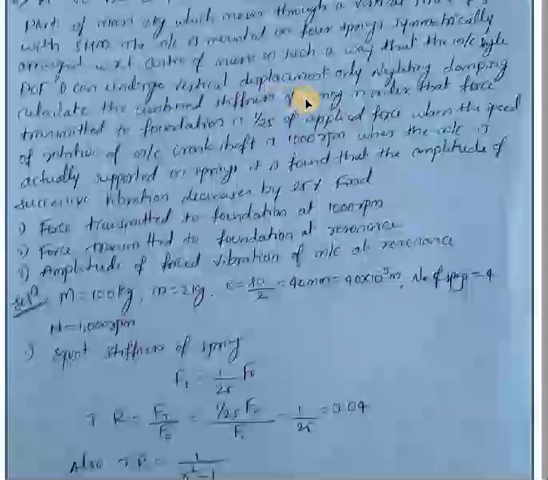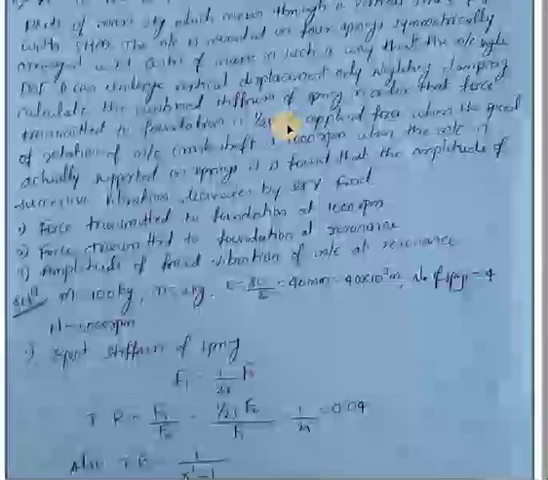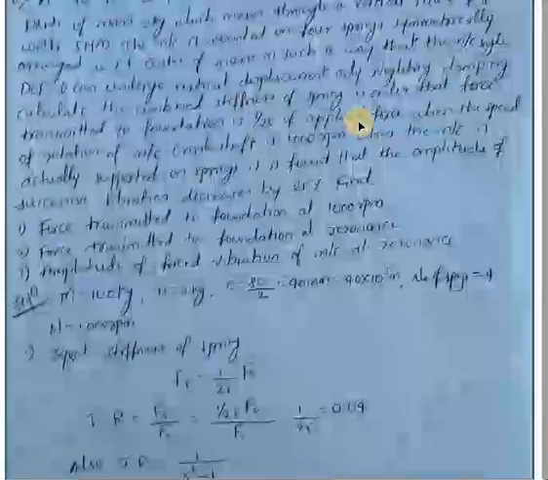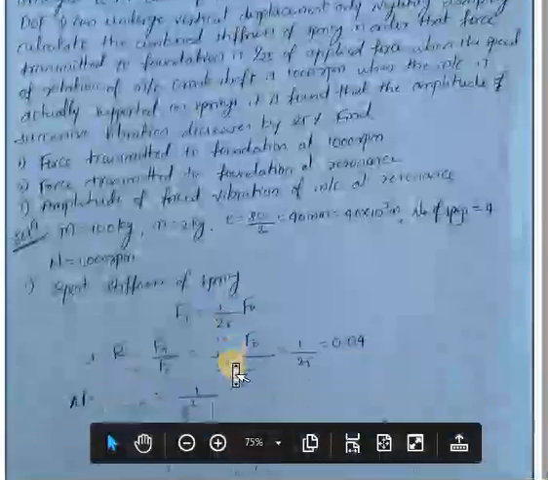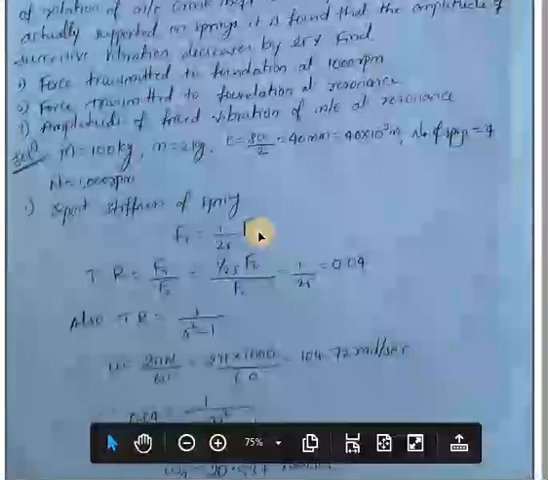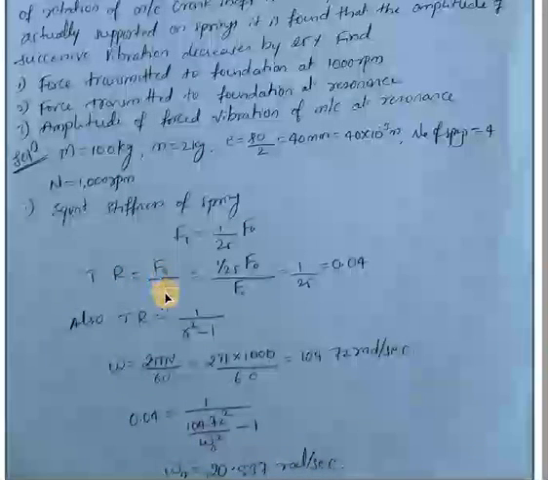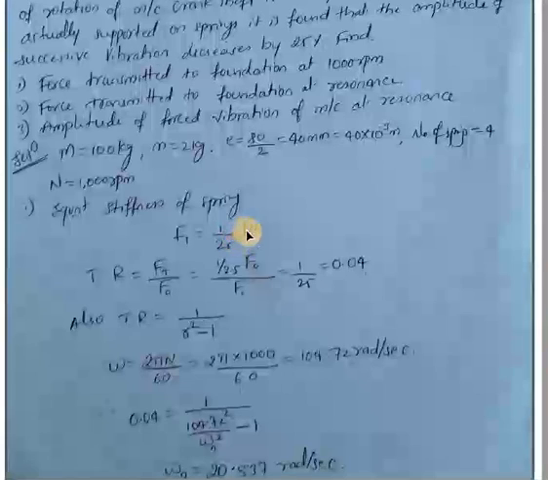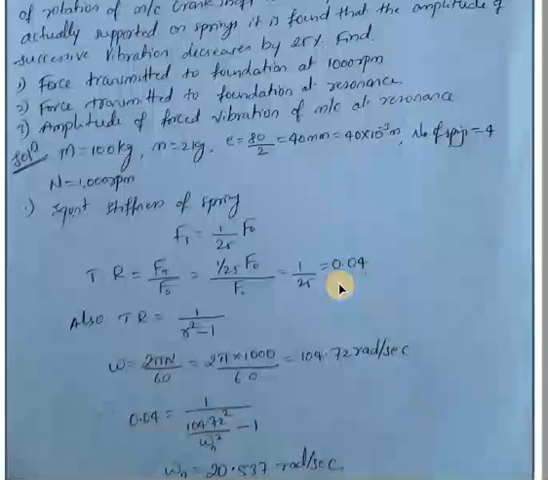The combined stiffness of the spring in order to transmit it to the foundation is 125 times of applied force. So the force transmitted is 1 divided by 25 times of force applied. That is Ft equal to 1 divided by 25 times of F naught. And we know the transmissibility ratio equation as Ft by F naught. So in place of Ft, you substitute 1 divided by 25 times of F naught, so that you will get a transmissibility ratio as 0.04.